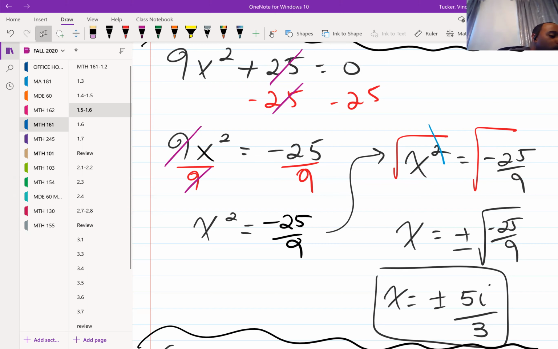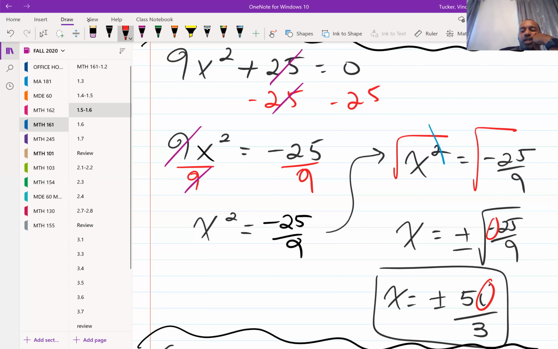Any questions? I have a question. Mm-hmm. If this 25 wasn't negative, would it still be plus or minus? Yes, it will still be plus or minus. It just would not have the i. Okay. So it'd be plus or minus 5 over 3.